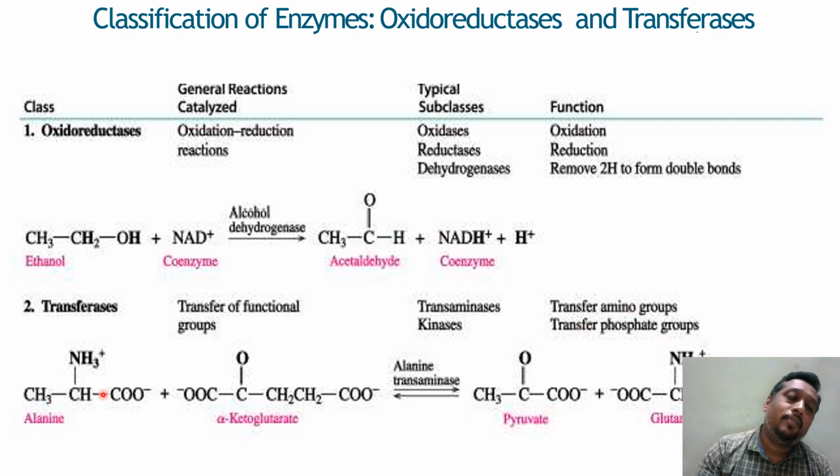Let us look at an example for transaminases. This is the amino acid alanine and alpha-ketoglutarate. If you use alanine transaminase, the amine group will be transferred from alanine to alpha-ketoglutarate. So you will end up with pyruvate and a new amino acid, an acidic amino acid, which is nothing but glutamate.